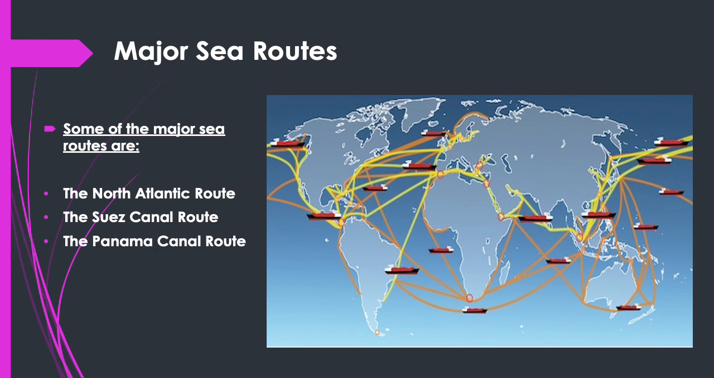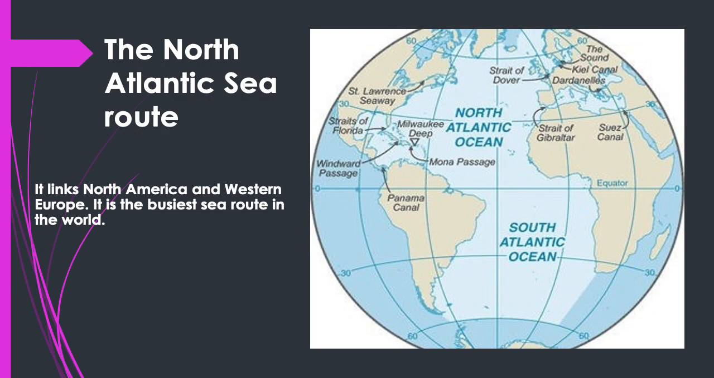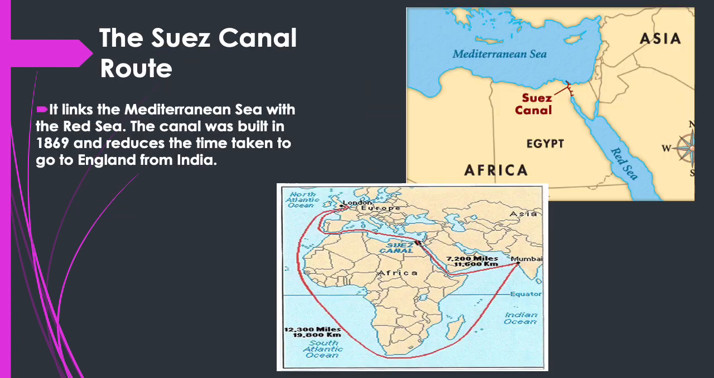These are some major sea routes. They are the North Atlantic route, the Suez Canal route, and the Panama Canal route. The North Atlantic sea route links North America and Western Europe. It is the busiest sea route in the world. You can see the map which I have put here, and it will help you in understanding the route better.